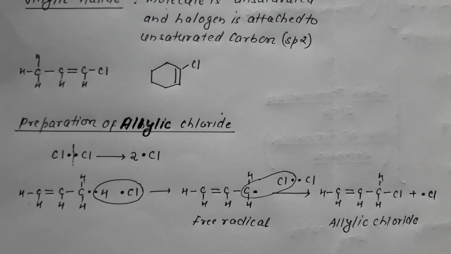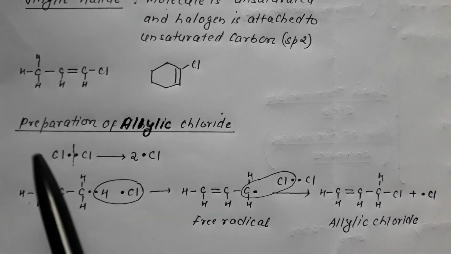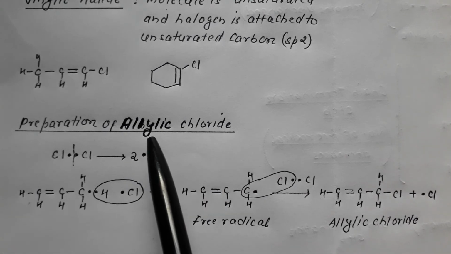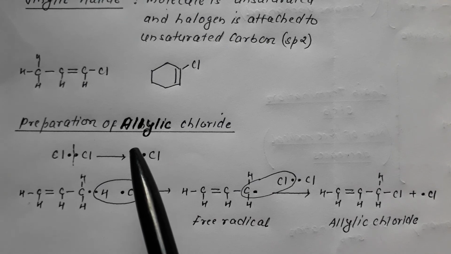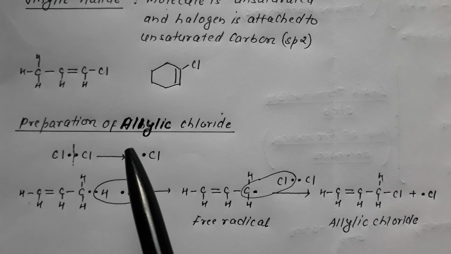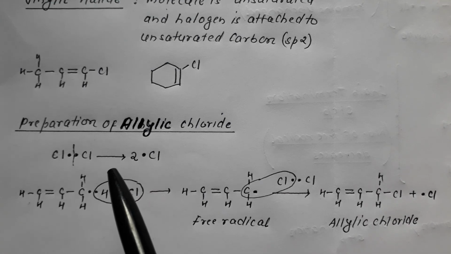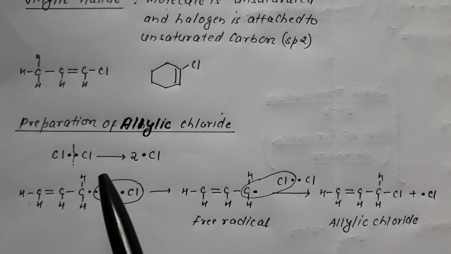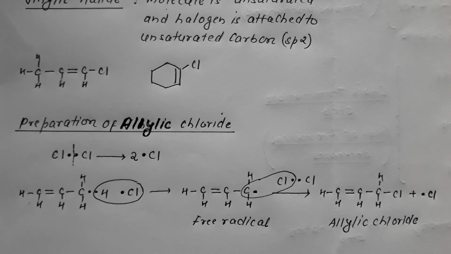So let us deal with the preparation of allylic chloride. Remember, in case of allylic chloride, halogen is attached to a saturated carbon. The mechanism of halogenation is the same as in case of alkanes. The previous topic in this video, the halogenation of alkanes, the same way it will occur. Though the molecule is unsaturated, halogenation is taking place on a saturated carbon, therefore it will follow the same mechanism as we have discussed. So what happens?